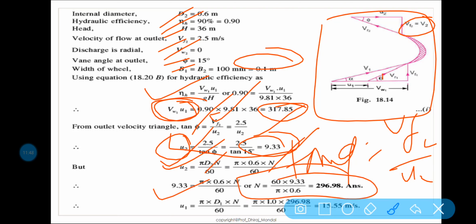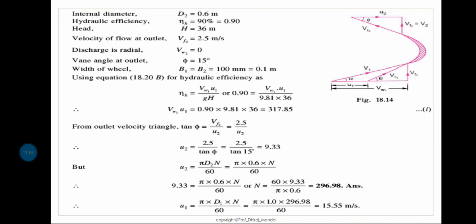Because you know n, that means you have to find out the rotational speed. So 296.98 is the answer. Clear? Now similarly u1 can be written as pi d1 n by 60. So from this equation d1 is given, n is given, so you can find u1 easily because you already have n. Now next point.